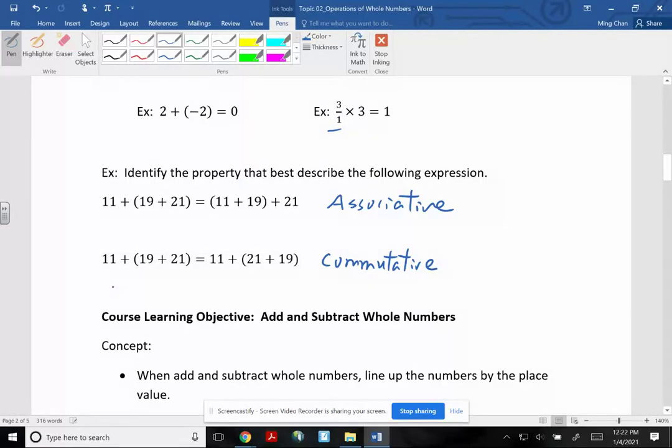If I have an example like 11 plus 19 in the parentheses plus 21, and 11 plus 21 plus 19, that means it's both the commutative and associative property, because the order changed, and who I add first also changed. So this will be a good example for both.